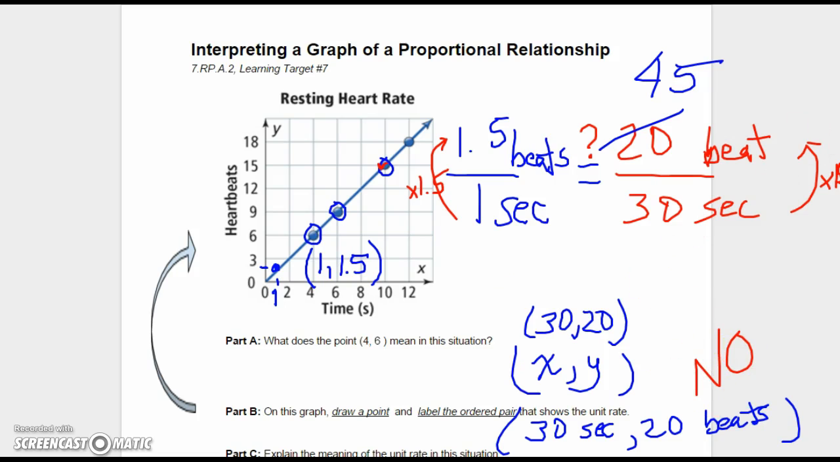So that's pretty much what you need to understand about unit rates and how to test if a point can be on the graph of a proportional relationship.